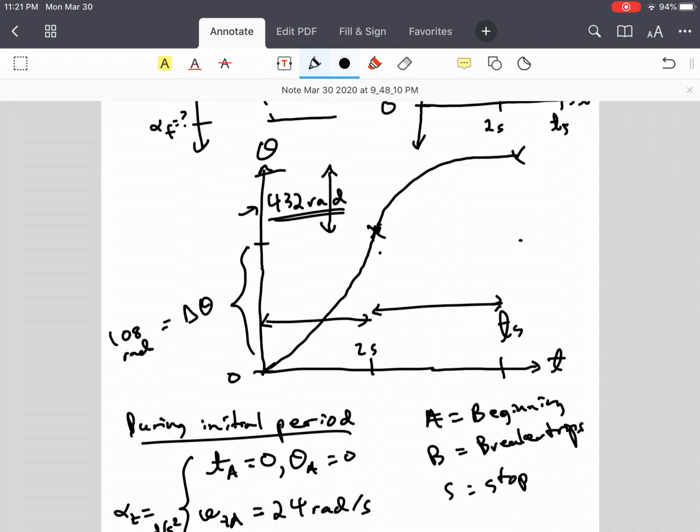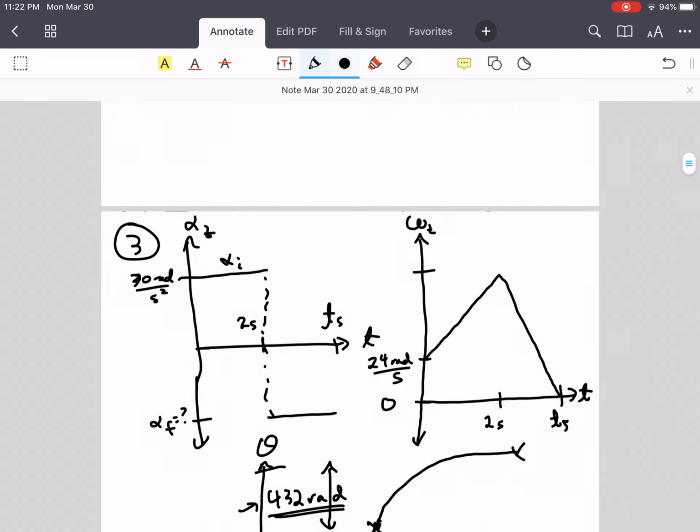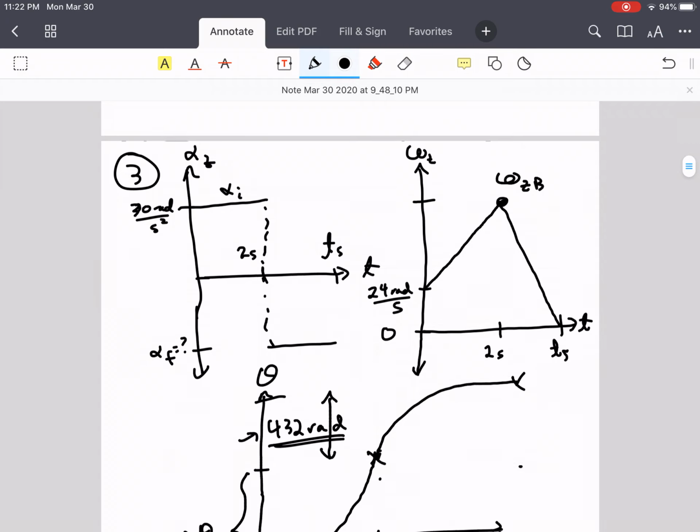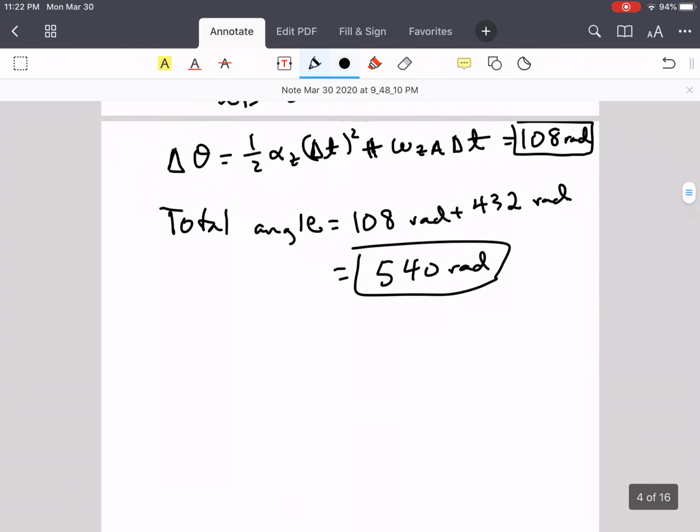I know my initial time, but that's not so interesting. I don't know alpha, so I can't use that. And this is not quite enough information to get a time. So I'm going to need one more piece of information, which is this omega value here, which we're going to label as omega b, because that's my angular velocity at this point b where the breaker trips. So let's go ahead and solve for that.